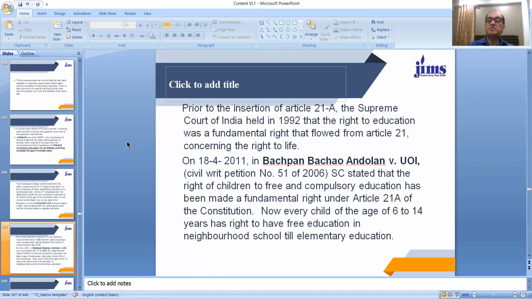There's another leading judgment, Bachpan Bachao Andolan versus Union of India. Bachpan Bachao is an NGO which filed a writ petition in the Supreme Court for protection of right to education. In this case, the Supreme Court stated that the right of children to free and compulsory education has been made a fundamental right under Article 21A of the Constitution, and now every child of the age of 6 to 14 years has a right to have free education in a neighborhood school till elementary education. So up to the age of 14 years, every child has a right to elementary education in a neighborhood school.